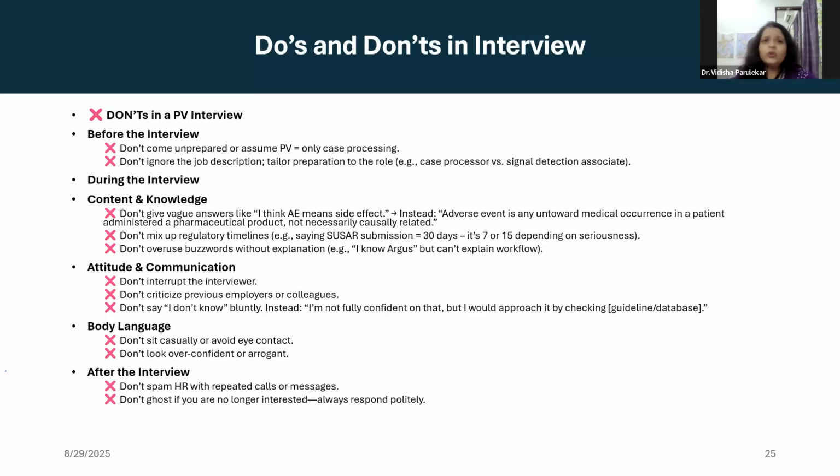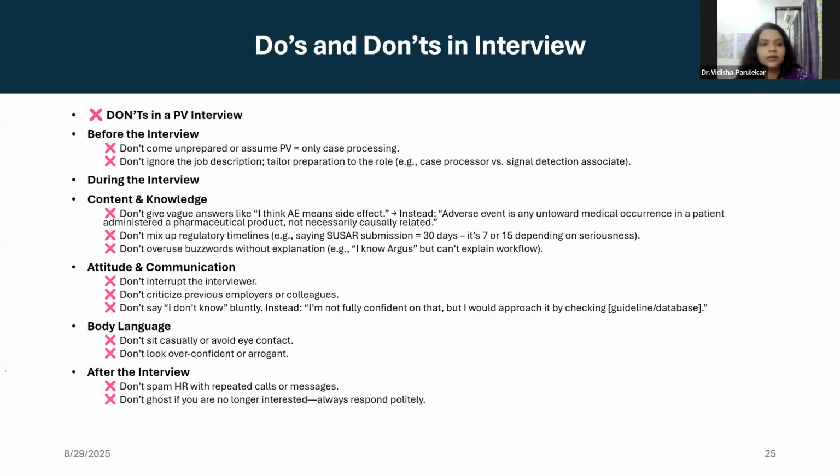Then don't use general statements. Just be very specific. For instance, if they ask you about Argus and you are aware that Argus is used for case processing, say whatever you are aware of with respect to the PV processes. If you're not aware, just say that I'm not aware, or as of now I am not fully confident about it, or I do not have the details. I would like to read, check, and come back. Something I would like to check and update myself, something like that.